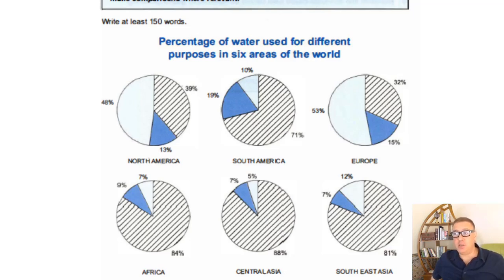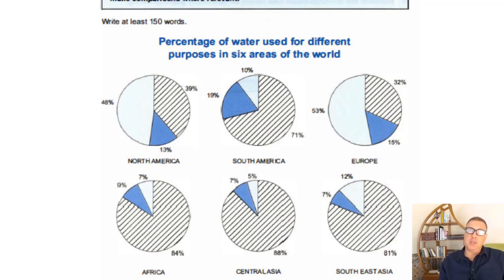If you look at industrial use in the other four, 10% in South America, 7% in Africa, 5% in Central Asia, 12% in Southeast Asia. So again, the range is quite narrow in that they're all relatively similar. Domestic use, 9% for Africa, 7% for Central Asia, 7% for Southeast Asia. Those are all very similar. For North America and Europe, 13% versus 15%. Again, very similar. And the outlier, the one that's a bit different, is South America, which has the highest at 19%. So you can see that with a lot of these numbers, when we're reporting different categories, we're going to be able to combine them and write one sentence that mentions more than one region.